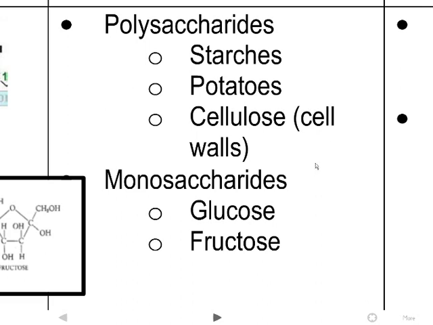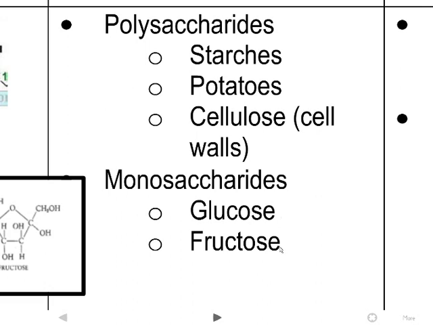Now, because people don't have cell walls on their cells, they only have a cell membrane, they don't have cellulose in their body, so they have to consume things like lettuce and vegetables to get that cellulose that they need. So these are polysaccharides. Some monosaccharides include glucose and fructose. Glucose comes from plants, and it's made through the process of photosynthesis.